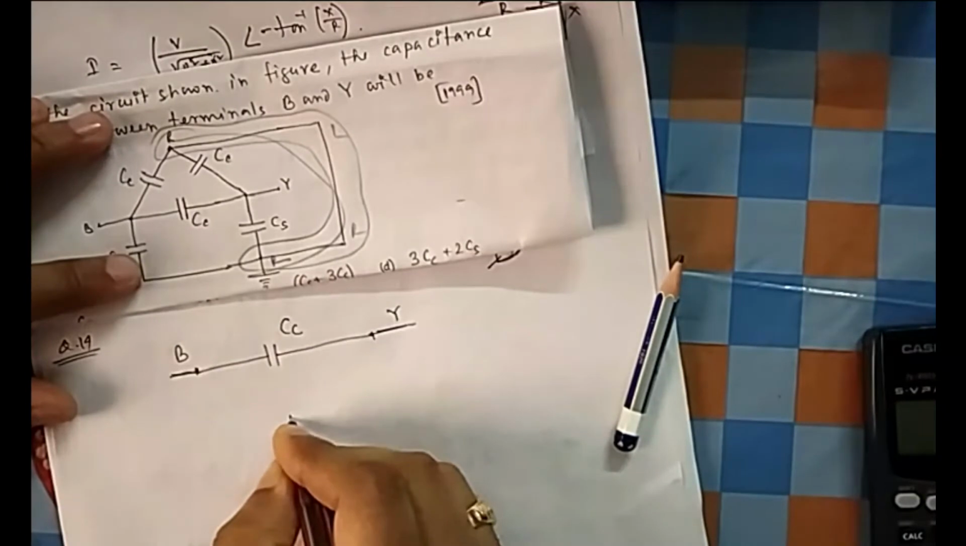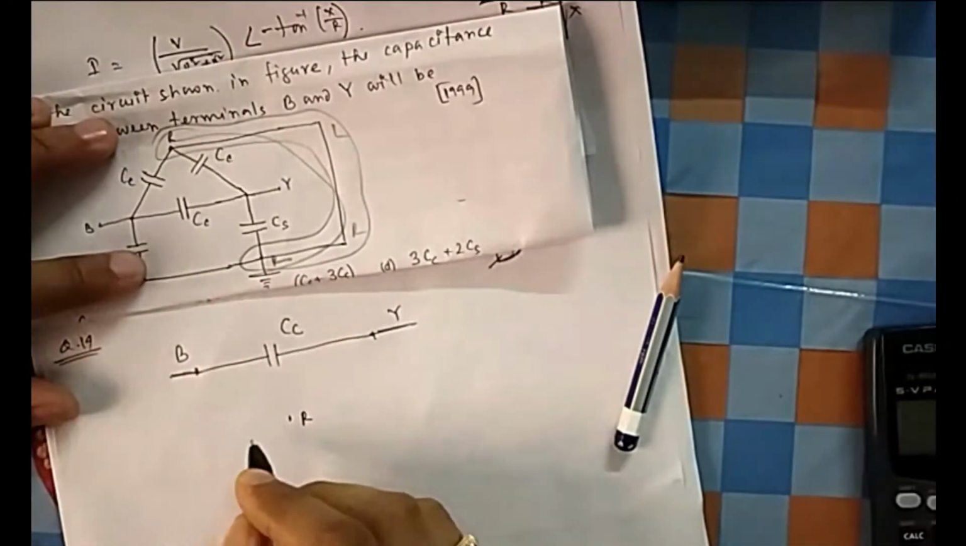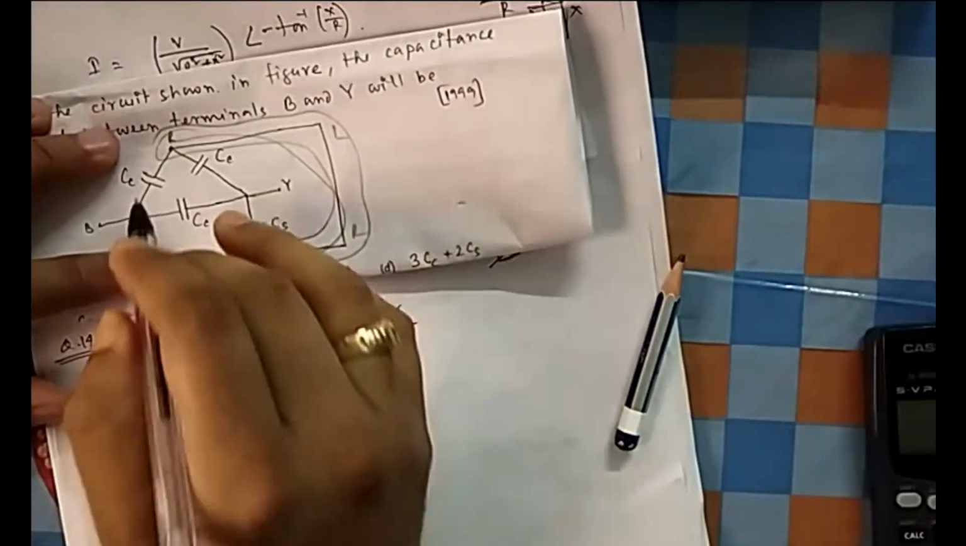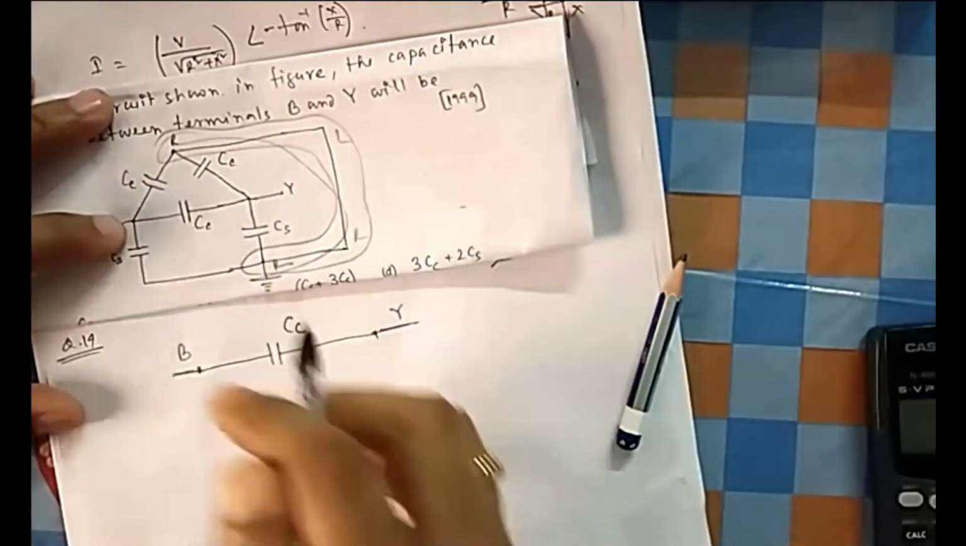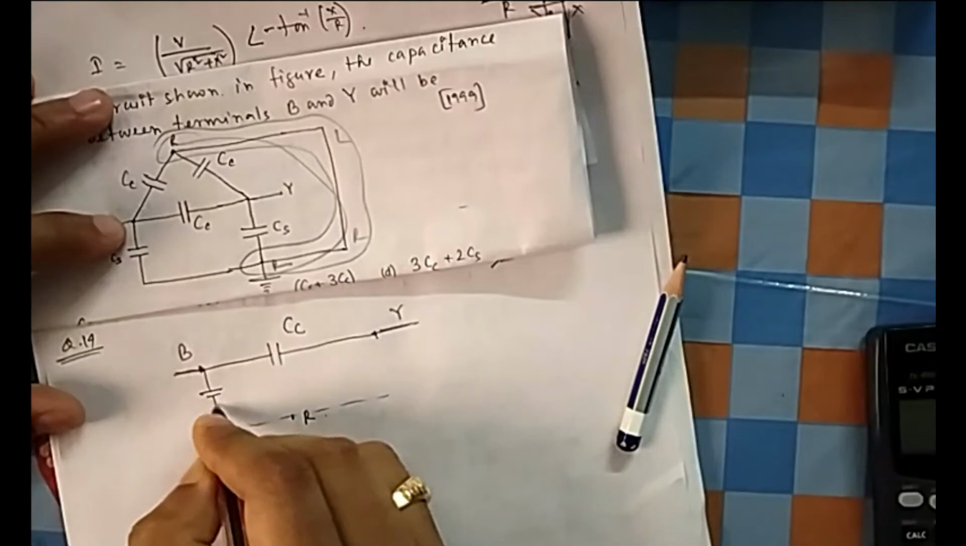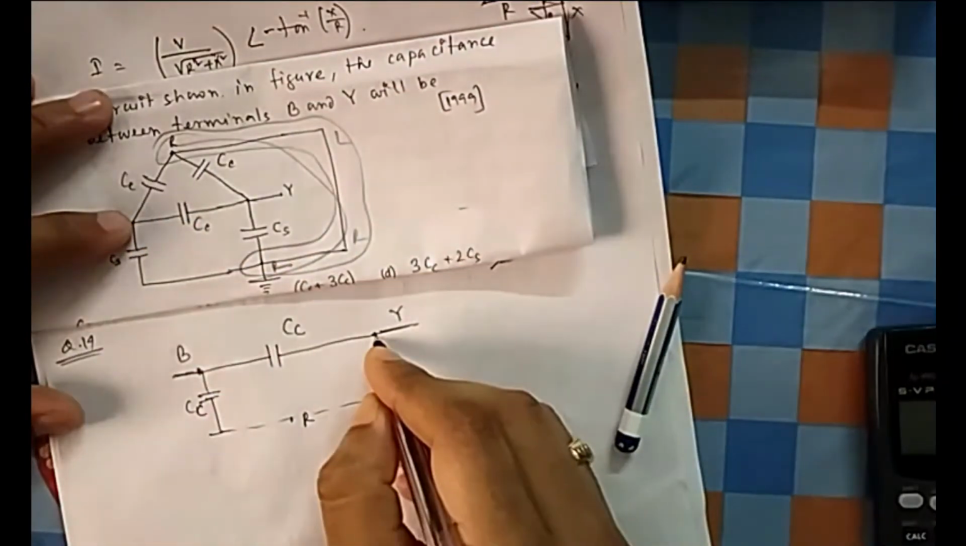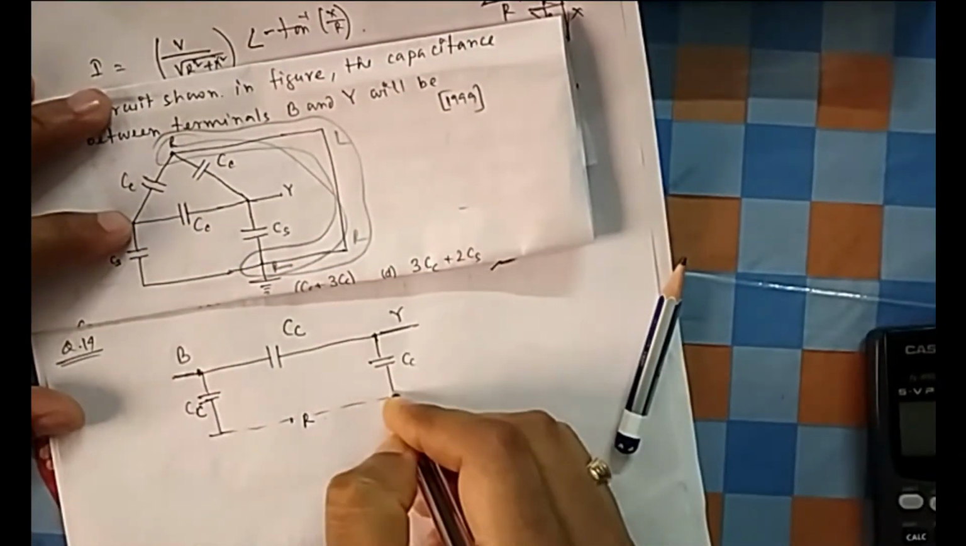So let me do the next one. We need a point R in between these two. So you can see now this is my R. One R is connected, one CC is connected between B and R. So let me connect that CC. Then this between Y and R. One more between Y and R.